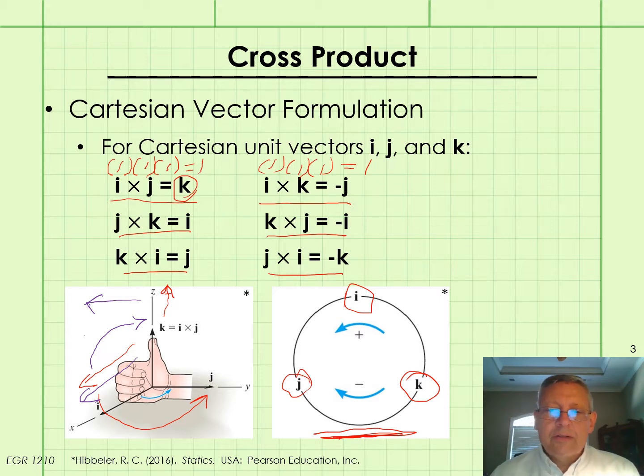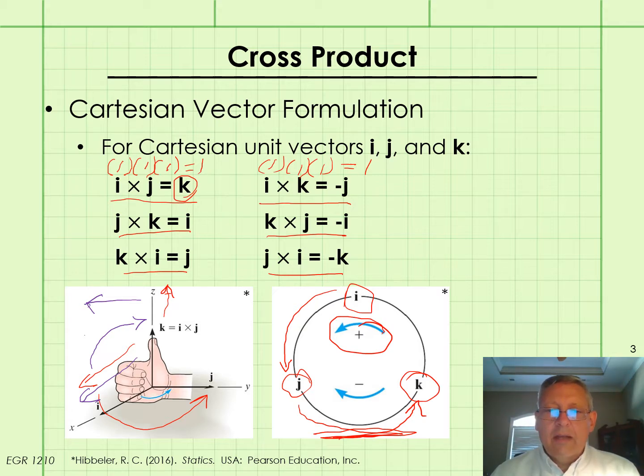And how you use this is, if you're going counterclockwise around the circle, for instance, you're crossing I into j, the result will be a positive k. You have to remember that going counterclockwise means you're going to have a positive result. And when you go the other direction, you're going to have a negative result.